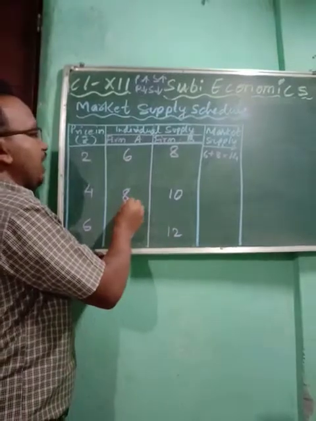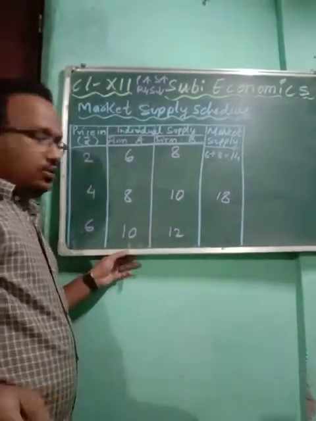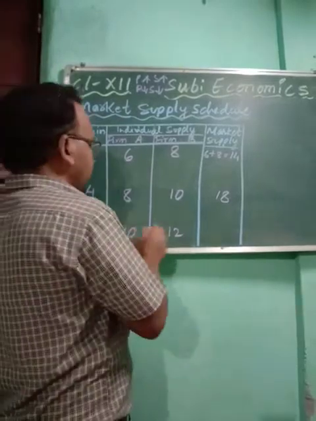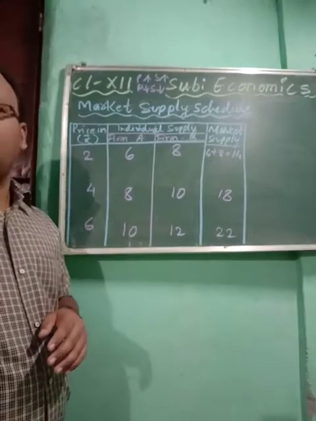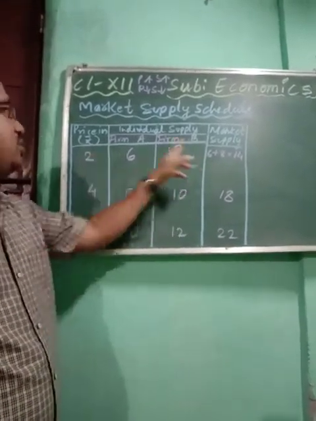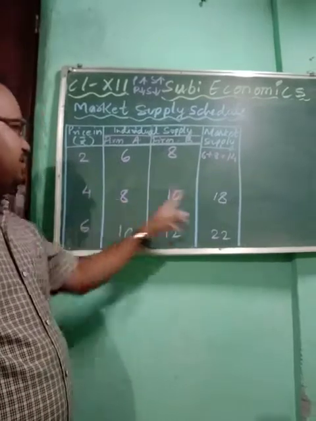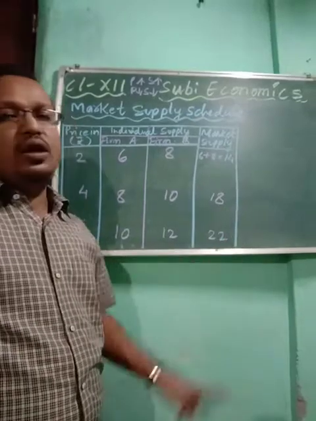Now 8 plus 10 is 18. Then 10 plus 12 is 22. So you see when the price is low, supply is low. When the price increases, the total market supply will also increase.